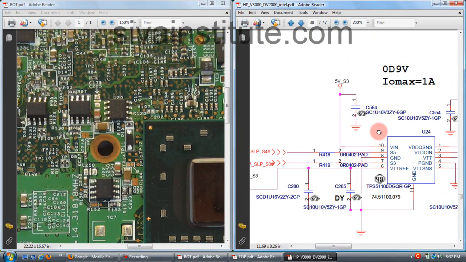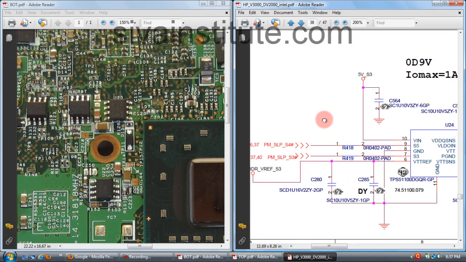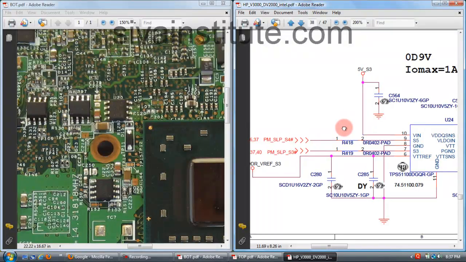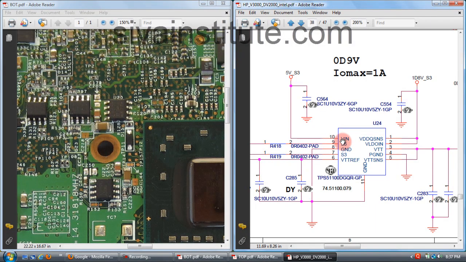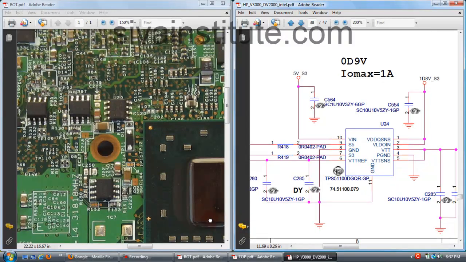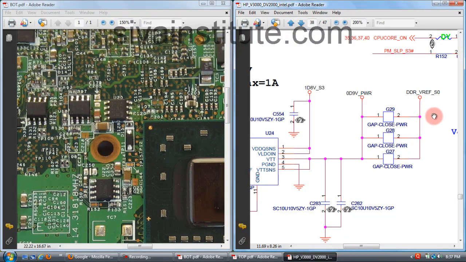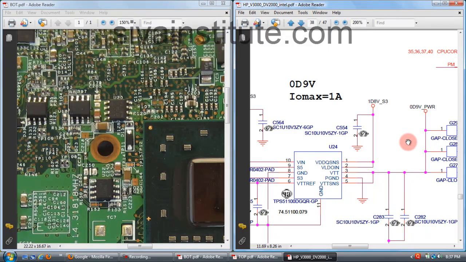And U24, this is termination supply, memory termination supply. S4 command will come to this IC, and after S3 command also comes to this IC. You should check first, input voltage at pin number 10 and 1.8 volts comes to pins 1 and 2. When you give S3 command to pin number 7, this voltage comes out from pin number 3 and 5. This is 0.9 volts power supply. This voltage goes to termination supply, 0D9 volts, 0.9 volts.